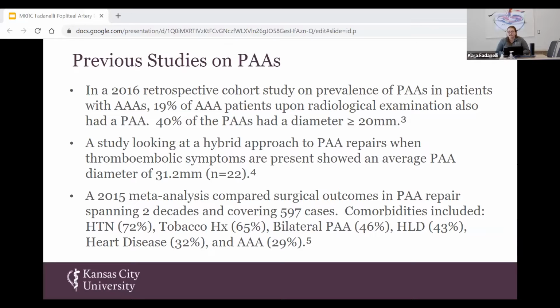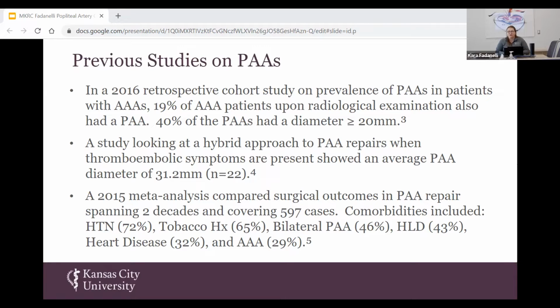Looking at some previous studies on the PAAs, in a 2016 retrospective cohort on the prevalence of PAAs in patients with already established AAAs, 19% of those AAA patients upon a CT scan also showed to have a PAA. Now, 40% of those popliteal aneurysms had a diameter greater than 20 millimeters. And as a refresher, the diameter of the popliteal artery aneurysm in our case is 29.9 millimeters.